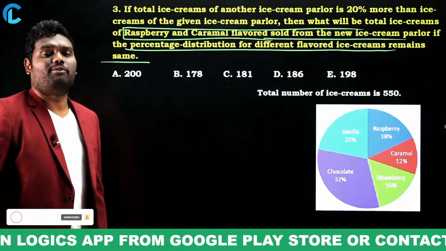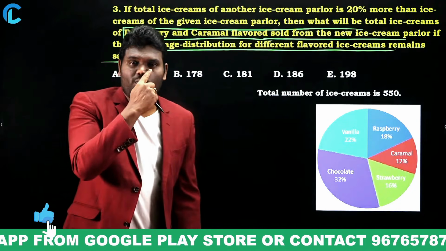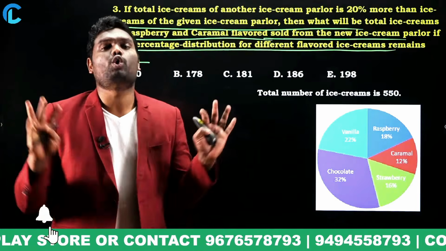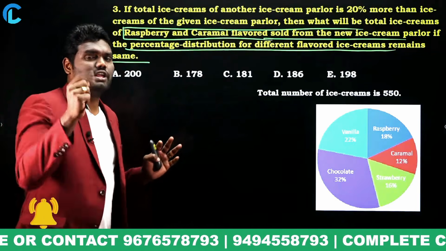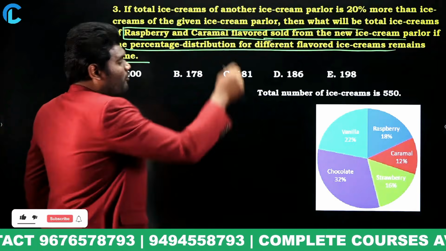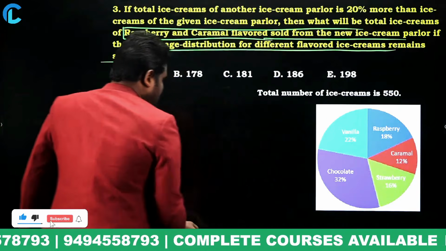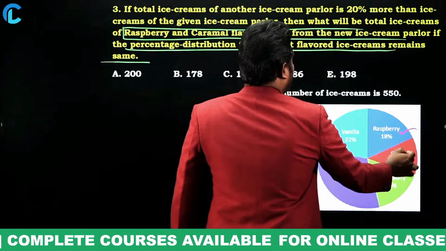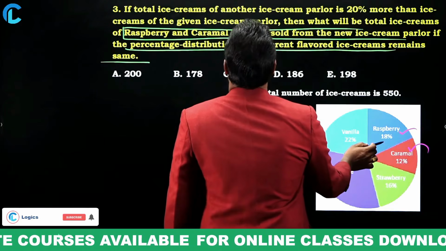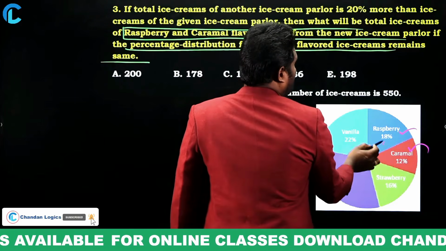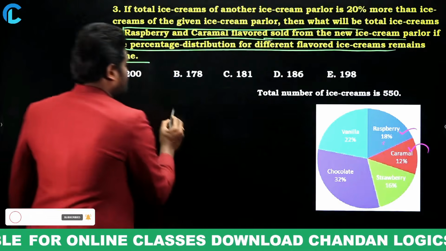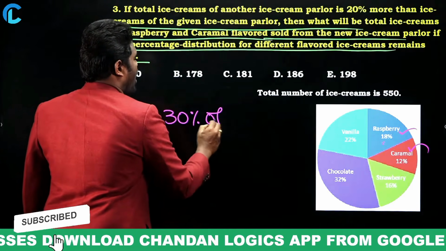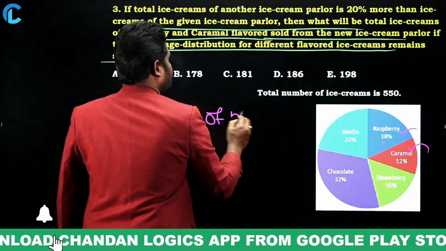Raspberry and caramel flavor. Now, what so many students will do here is they will try to make the calculation complicated, but don't do that. What am I going to do? Observe here carefully. First I will calculate for this ice cream parlor, raspberry and caramel combined together. Raspberry is 18%, caramel 12%, both of them combined together 30%. Yes or no? So calculate 30% of how much? 550.